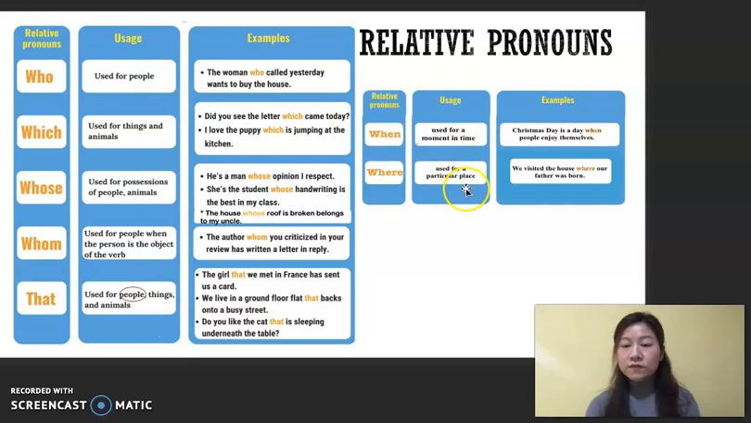When is used for a moment in time. For example, Christmas Day is a day when people enjoy, or March is a month when people usually have their Easter holiday. Where refers to a particular place. For example, we visited the house where our father was born. So we're referring to the house, the place we're talking about here.